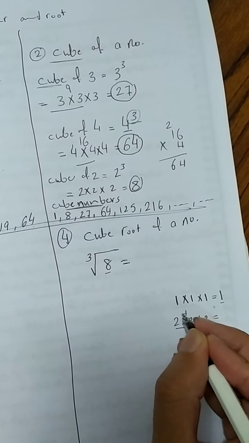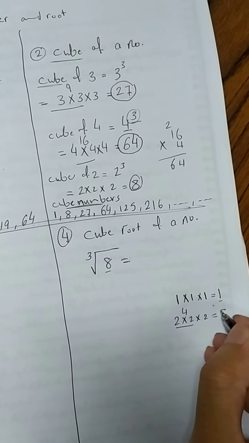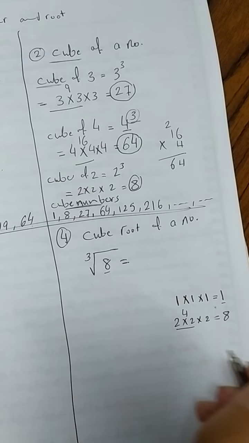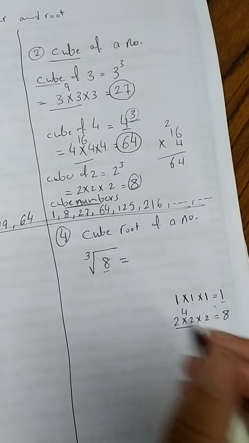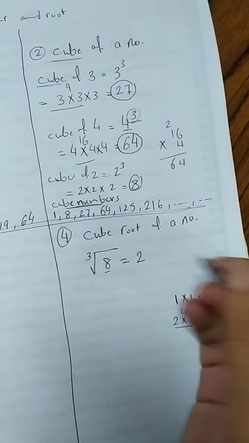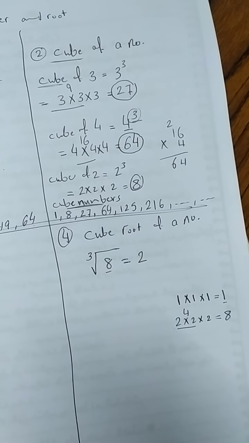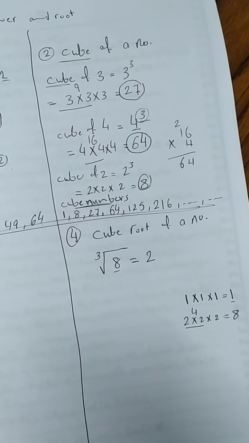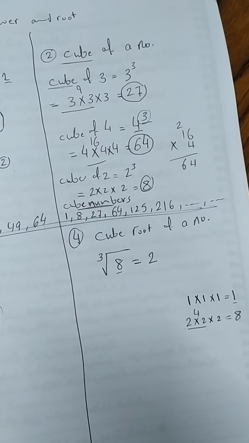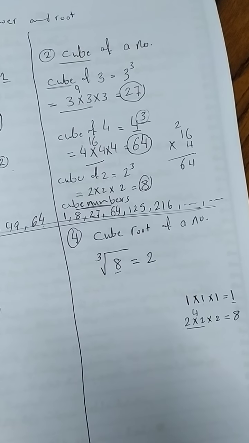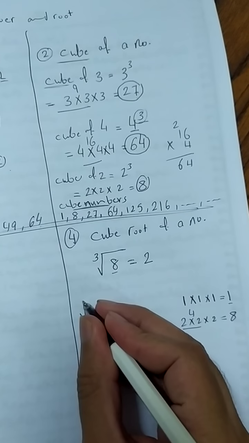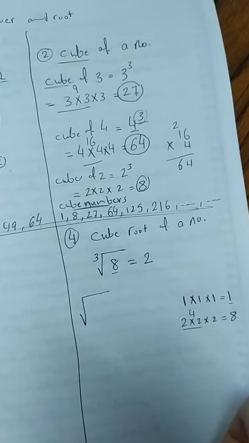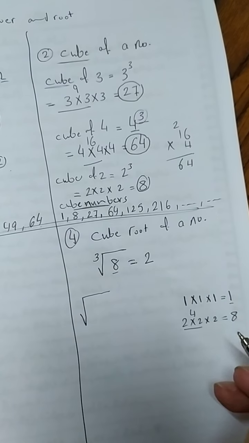2 times 2 equals 4. 4 times 2 equals 8. So what is the number that if I multiply by itself 3 times I'd get 8? Yes, it's 2. So I'm going to write 2 here. So the cube root of 8 means a number multiplied by itself 3 times to give me 8, which is, for sure, 2. If you don't understand this one, please pay attention to the next example.